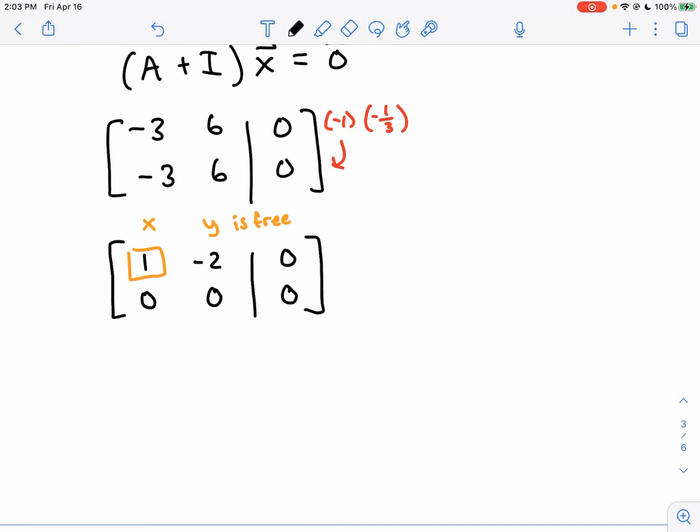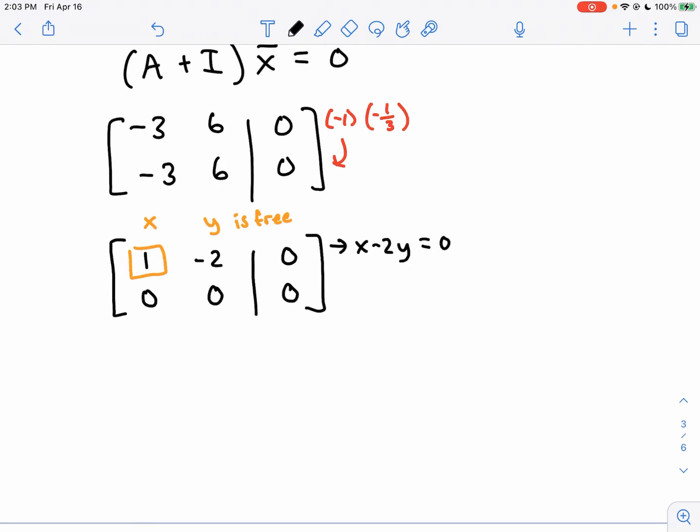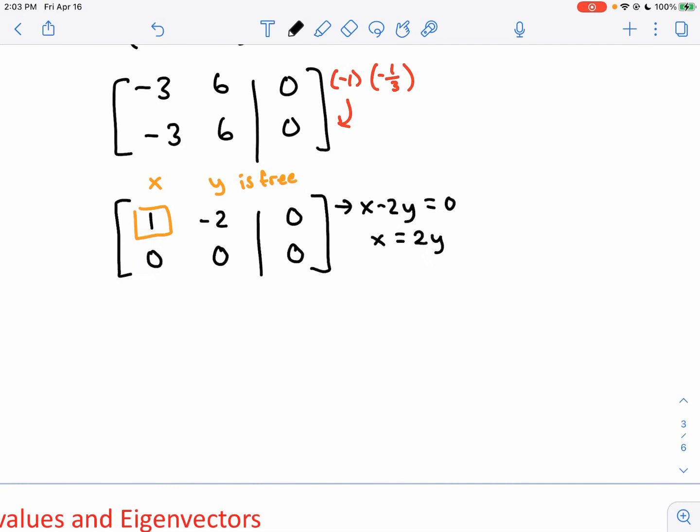So we'd have 1x minus 2y is equal to 0. So x minus 2y is equal to 0. That comes from this first row. In other words, x has to be the same thing as 2y, and y is free. So our solution, because y is free, we're going to have infinitely many answers. Our solution has the form (x, y), where x is 2y, and y could be anything.